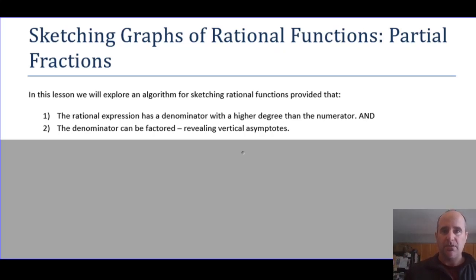So in this lesson, we're going to look at using what are called partial fractions to come up with sketches of rational functions. This method will work provided we have a rational expression, a rational function, with a denominator with a higher degree than the numerator, and the denominator can be factored, which of course is going to reveal vertical asymptotes as well.